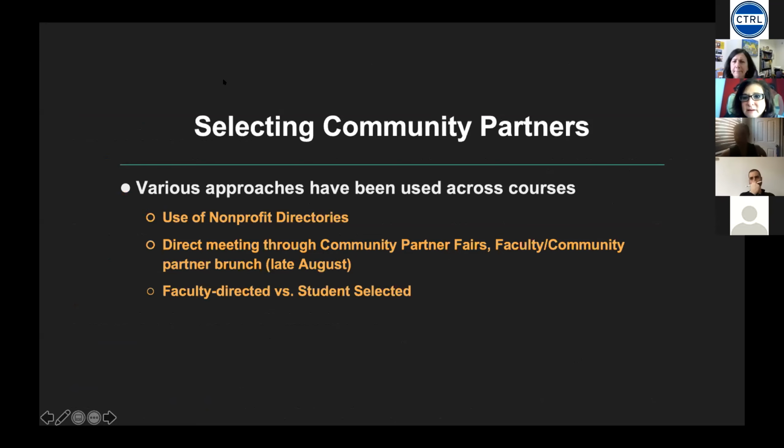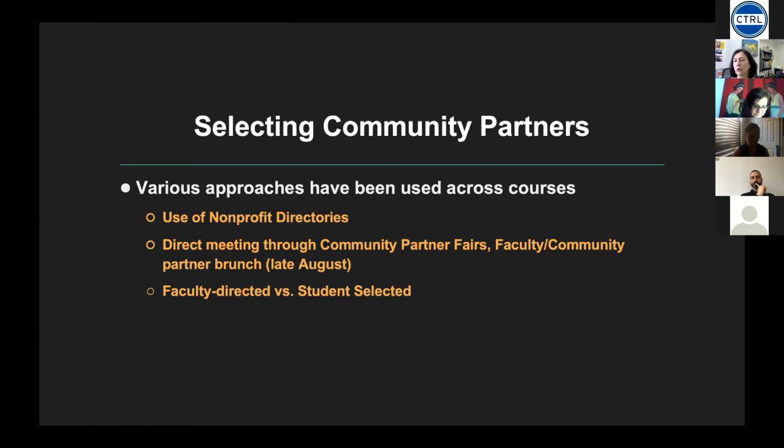Marcy, I believe this is you selecting community partners. Yeah, so I wanted to say from the start, as I just said, one of the areas that we're very strong in is finding community partners. And we set up certain venues and mechanisms to help you do that. So the first one I'll show you in a second is the directories.